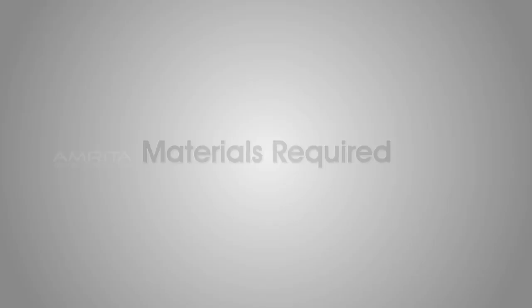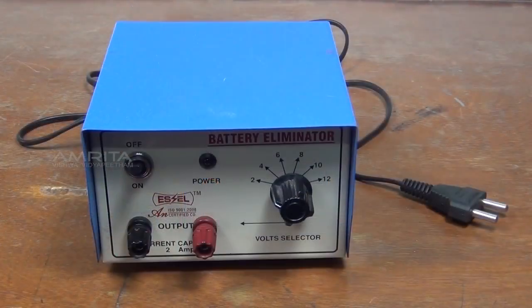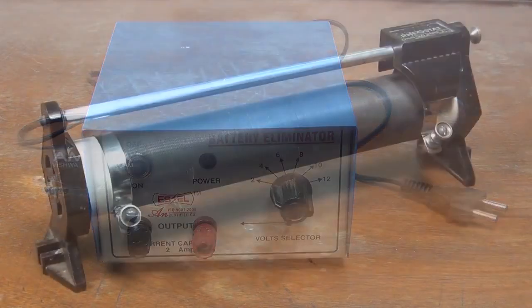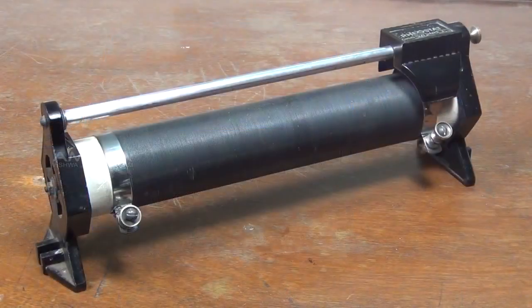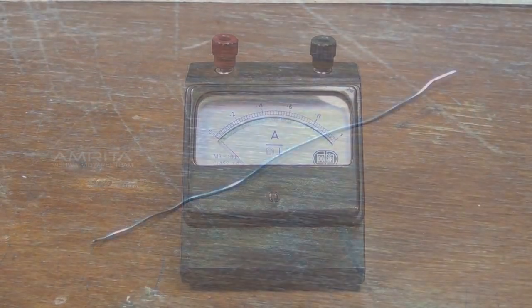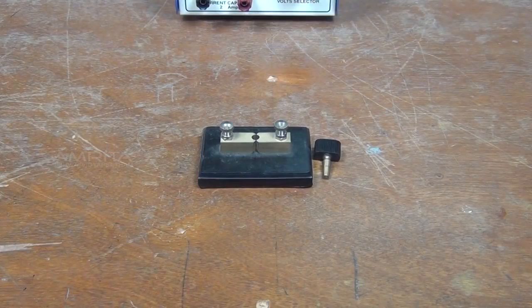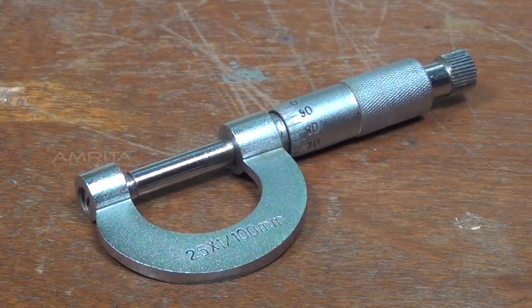Materials required: galvanometer, cell, rheostat, ammeter of desired range, resistance wire, key, screw gauge.